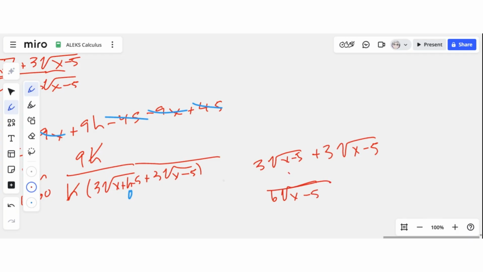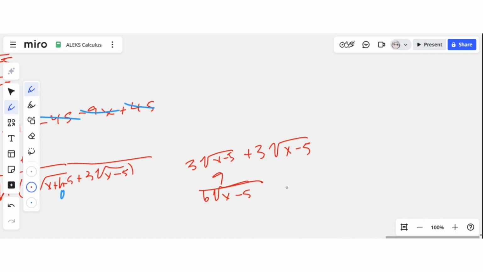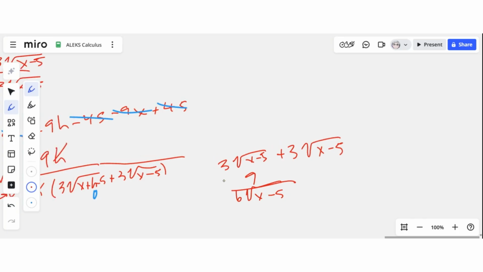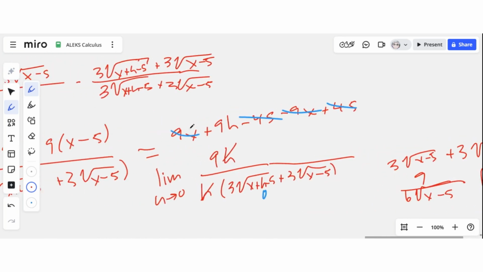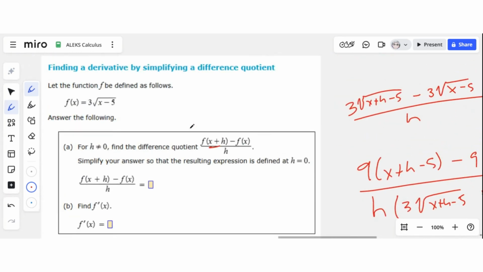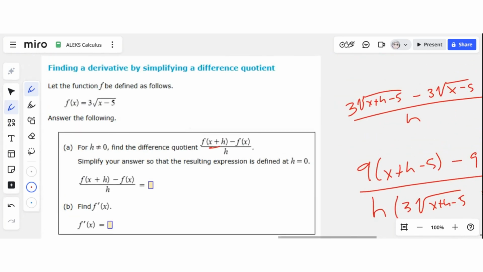And it looks like we've got a 9 on the top, and we could probably simplify that. So, yeah, simplify that. So dividing by 3, we've got 3 over 2 times the square root of x minus 5. And that should be our derivative. Whew. So a lot of hairy algebra in there, but that was how to find a derivative by simplifying a difference quotient.